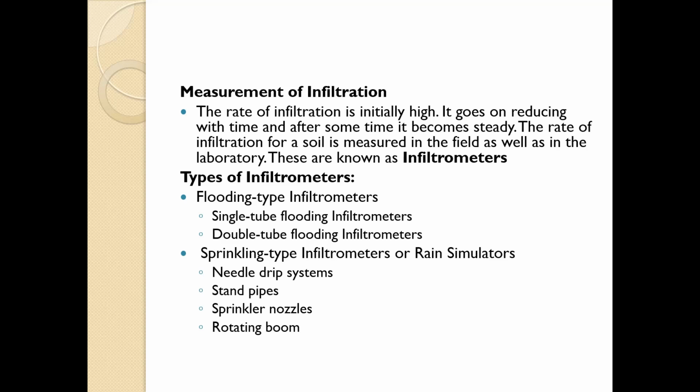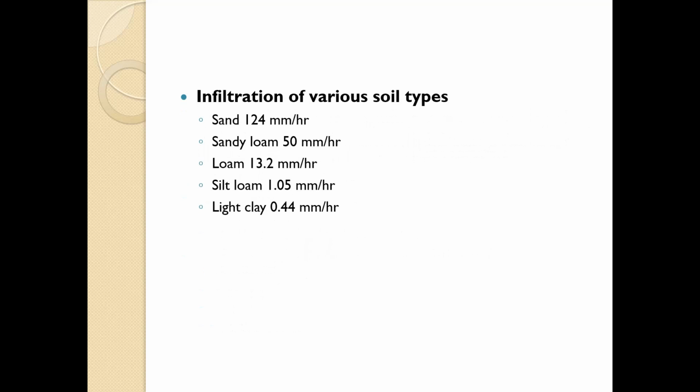Now the measurement of infiltration. The rate of infiltration is initially very high. It goes on reducing with time, and after some time it becomes steady. The rate of infiltration for a soil is measured in the field as well as in the laboratory. These are known as infiltrometers. What are the types of infiltrometers? The flooding type infiltrometer, that is single tube flooding infiltrometer and double tube flooding infiltrometer. And there is the sprinkling type infiltrometer or rain simulators. In that, needle drip systems, standpipes, sprinkler nozzles, and rotating booms are there.